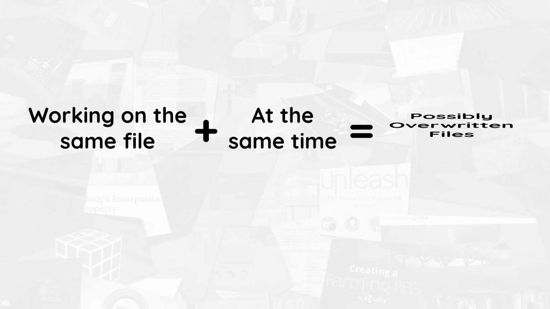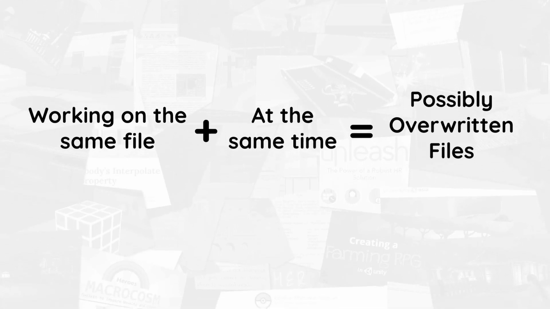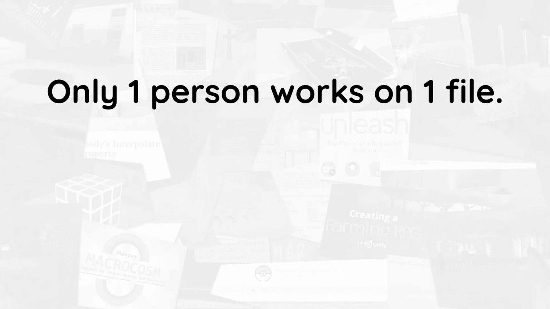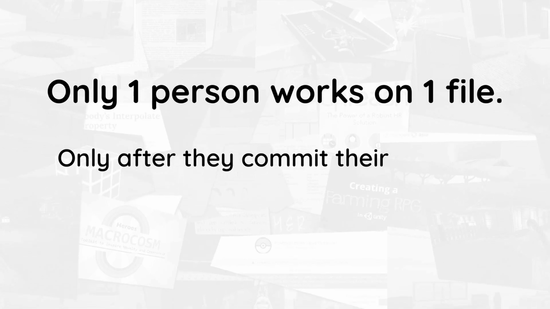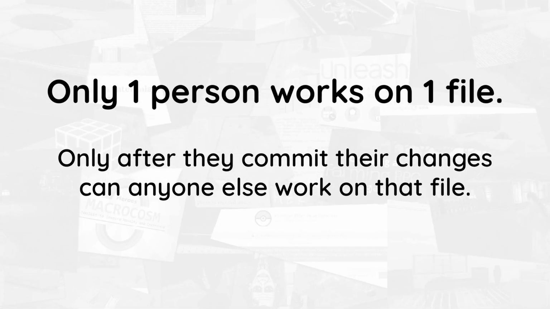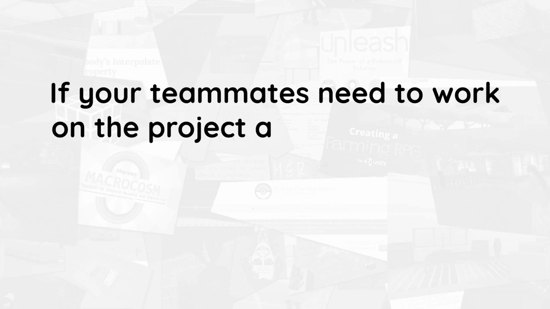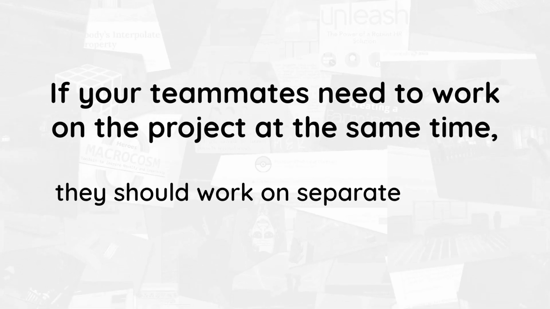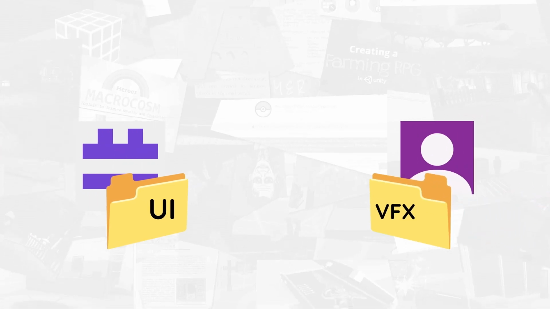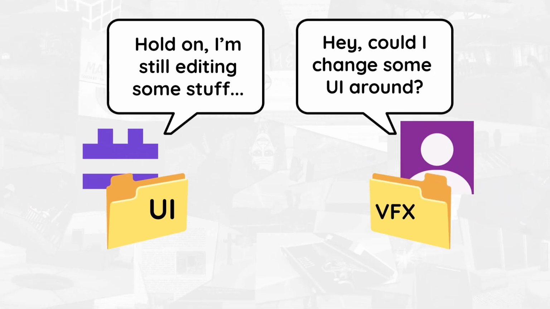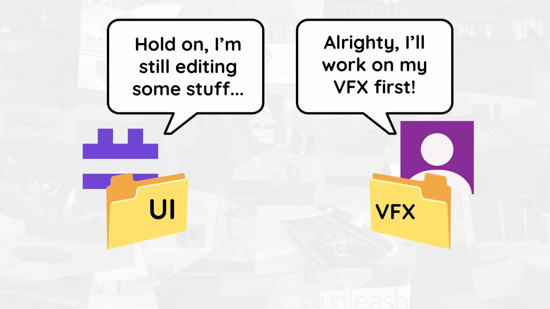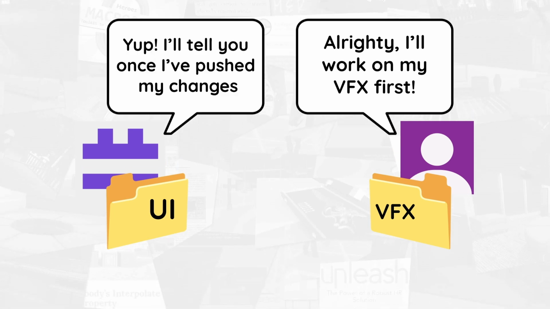Since working on the same file at the same time ends up with someone overwriting an unupdated file when they commit their changes, it's best to have only one person work on one file, and only once they commit their changes can anyone else modify that file. If your teammates need to work on the project at the same time, they should be assigned to work only on specific folders. For example, if one teammate is assigned to do work on the scripts in the UI folder, then no other teammate should modify the files in that folder until that teammate has committed their work and everyone else has pulled their edits to it.